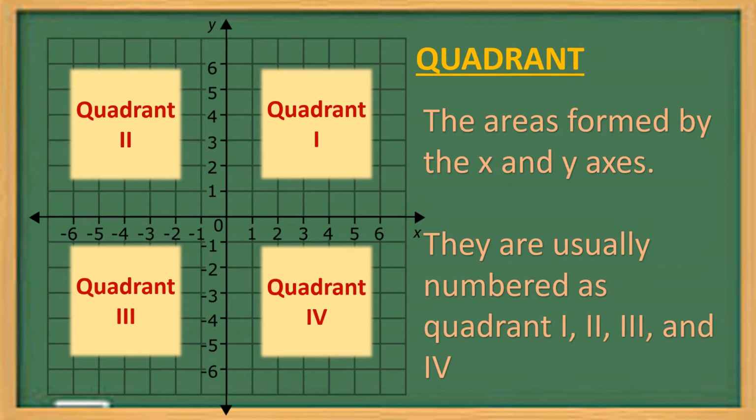The signs of the coordinates of an ordered pair in the first quadrant are both positive. On the second quadrant, it is a negative and a positive. On the third quadrant, both are negative, and on the fourth, it is a positive and a negative. Take note that these signs should not be interchanged.